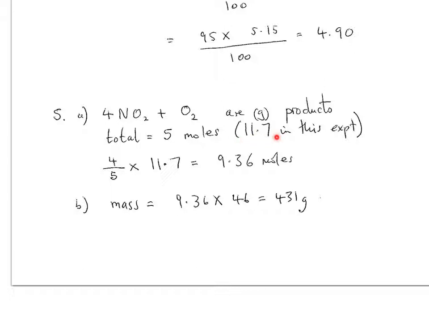In the experiment, however, there's 11.7 moles of gaseous mixture formed. Therefore, NO2 is 4/5 of that total mixture, because it's 4 out of 5 that is NO2, which equals 9.36 moles. Then calculate the mass of NO2. Mass is moles times molar mass, which is 46. That gives us 431 grams.